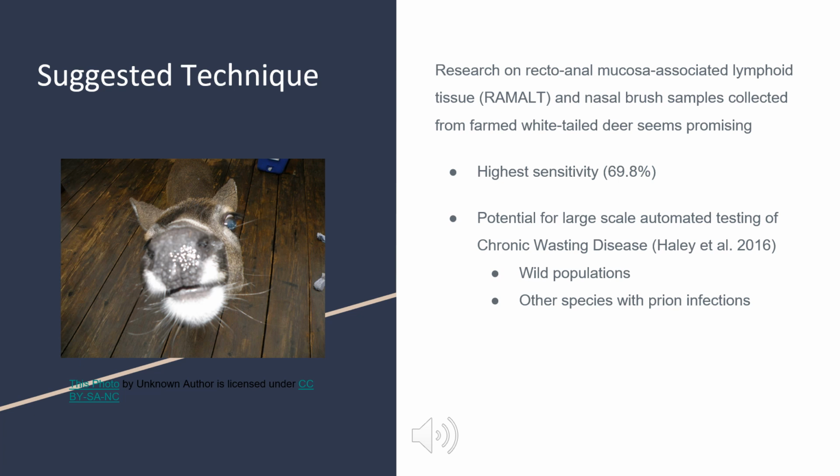This technique is both antemortem and produced the highest detection rate of 69.8%. Haley and the rest of their research team explained that future research in this area has potential for large-scale automated testing of chronic wasting disease. Given the techniques we have evaluated, this seems like the best measure for detecting prion infections successfully and as early as possible.